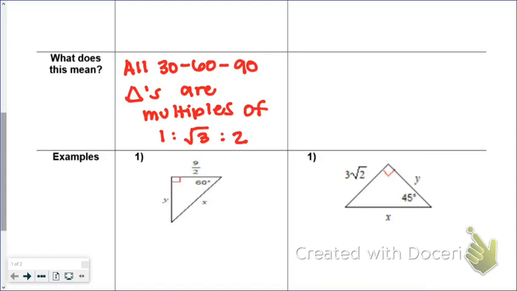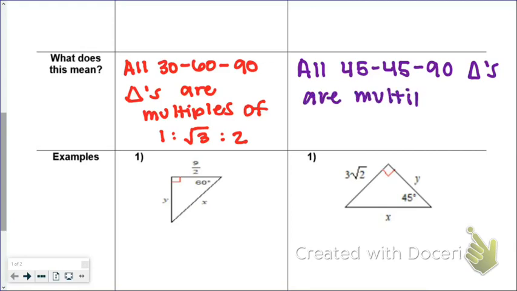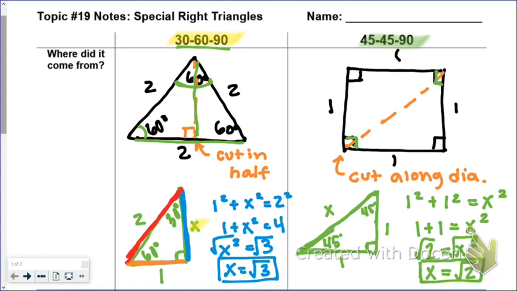This is going to tell us that all 45, 45, 90 triangles are multiples of the ratio 1 to 1 to the square root of 2. So looking back up here, that means if I take anything other than 1 and make this side, or either of these sides, which should be matching, anything other than 1, all I have to do to get my last side, or my hypotenuse, is multiply it by the square root of 2.